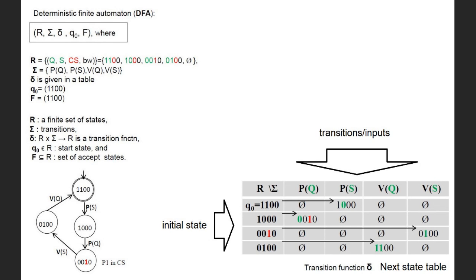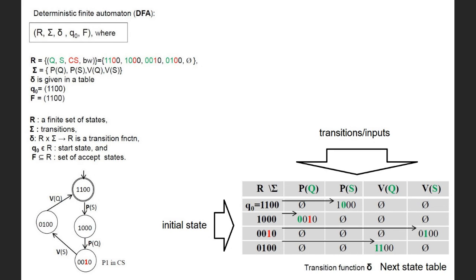And at the crossing of a certain row and a certain column, we have inside of the table the next state, which means, for instance, if the initial state was 1100 in the first row, and we acted with input P, the next state was 1000. If the initial state was, for example, 1000, and we acted with P of Q, the next state is 0010. So the content of the cells of this table are the next state.